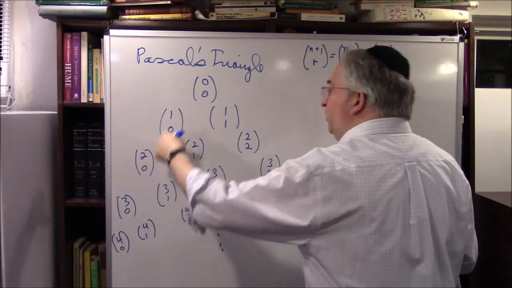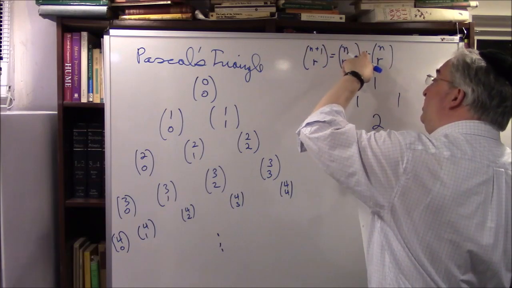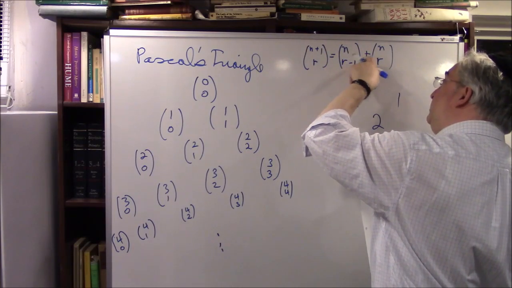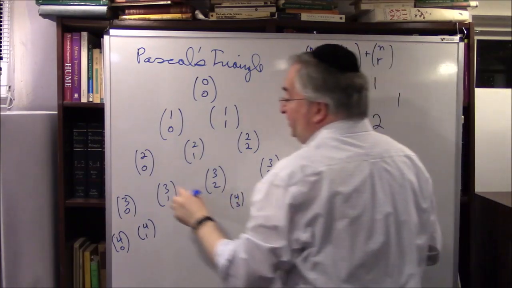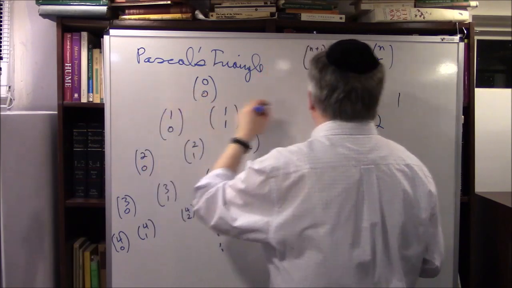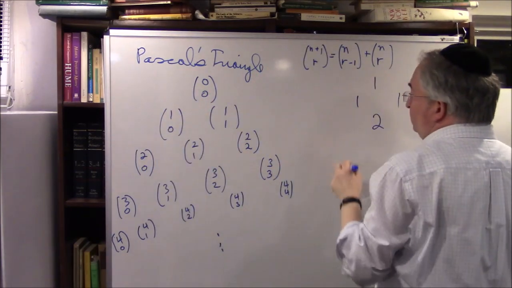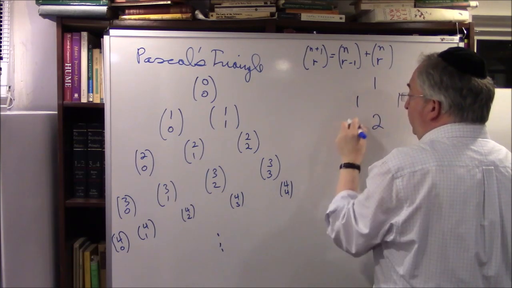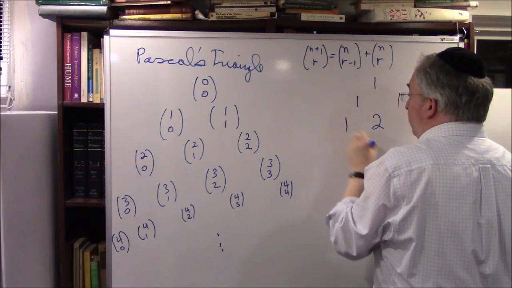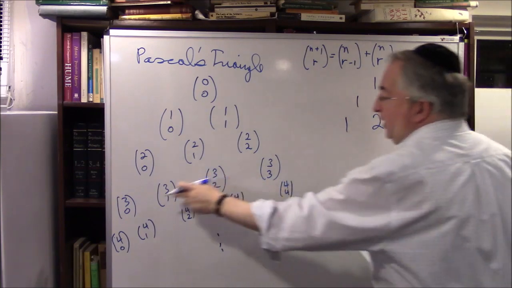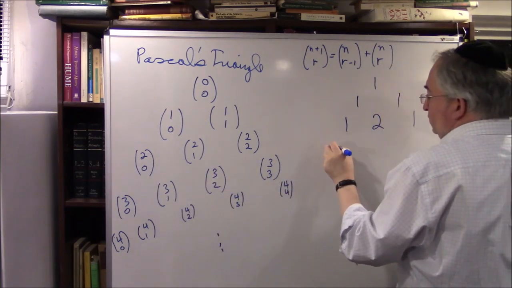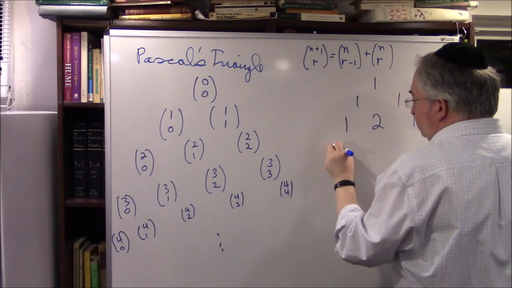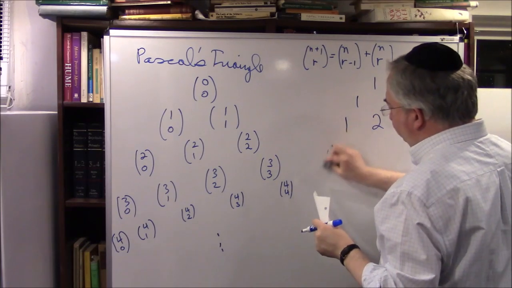Now, those things with a negative bottom, where r or r minus 1 is negative, is 0. So you might think of zeros all the way out here. You might think of zeros outside. So this guy is 0 plus 1, which is 1. And this is a 1. And here we do it again. This is 0 plus 1, which is 1.